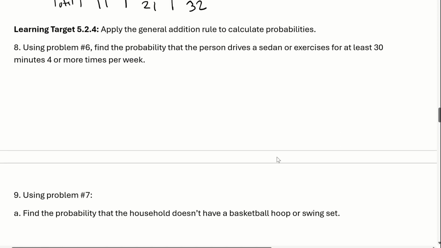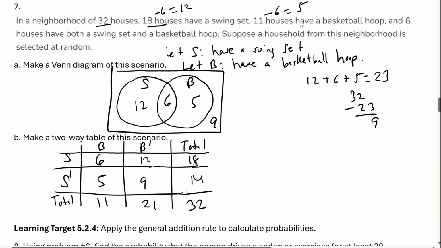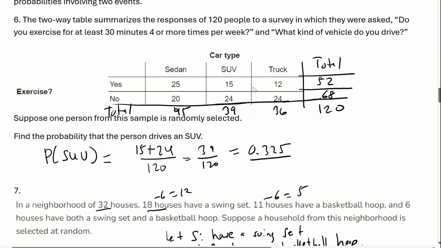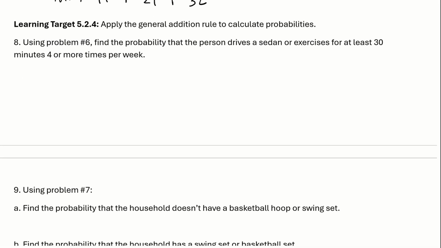All right, so next one, apply the general addition rule to calculate the probabilities. Using problem number 6, find the probability that a person drives a sedan or exercises. When you calculate this, you can use the general addition rule, or you can use the Venn diagram. Let me just use the general addition rule.